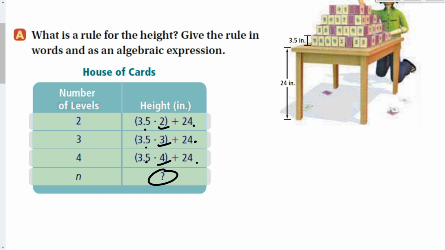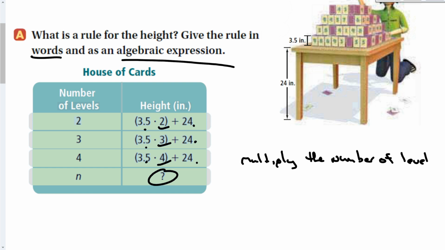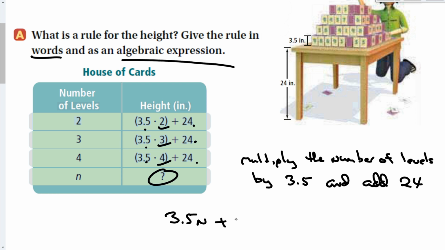So let's do it first with words and then as an algebraic expression. Okay, so words, when we describe what we're doing, we're going to multiply the number of levels by 3.5 and add 24. Okay. So that's a little description of what we're doing with words. To make an algebraic expression, we do 3.5 times the number of levels and add 24. And now I have my algebraic expression for what's going on with this table with cards.